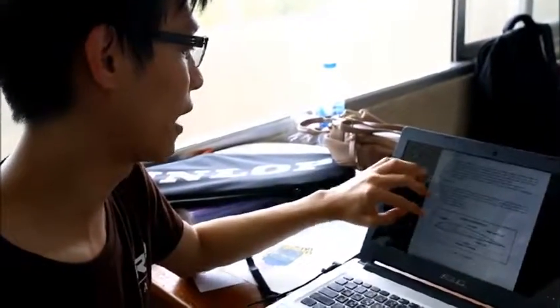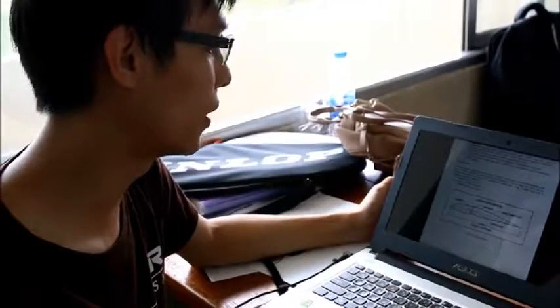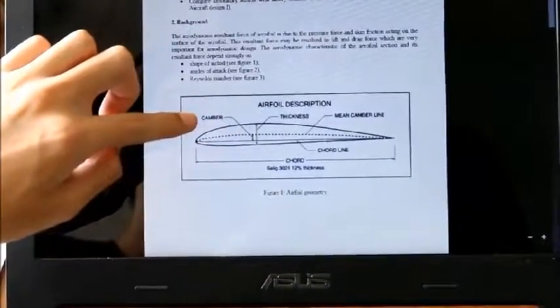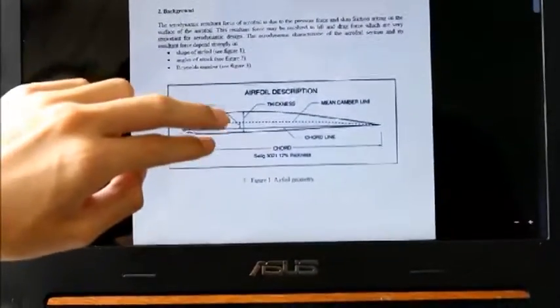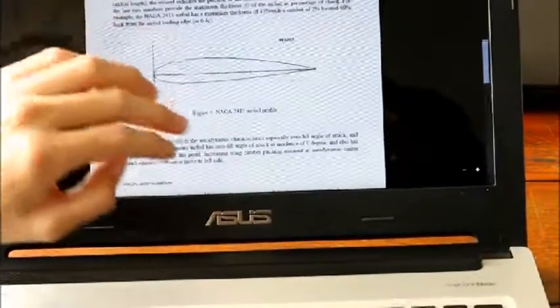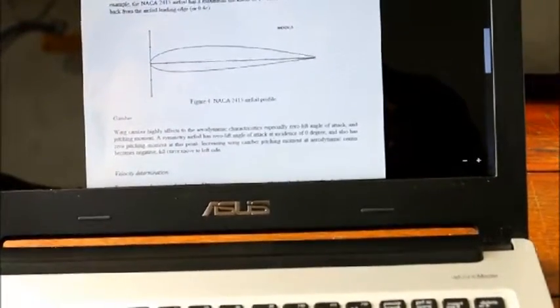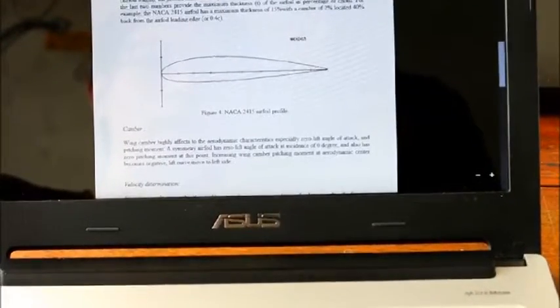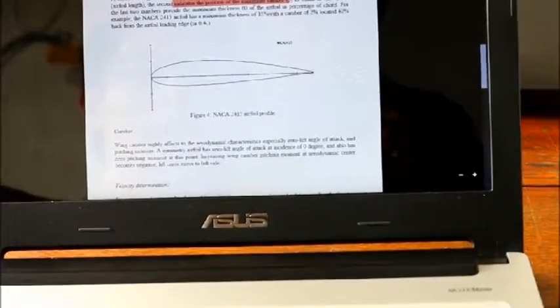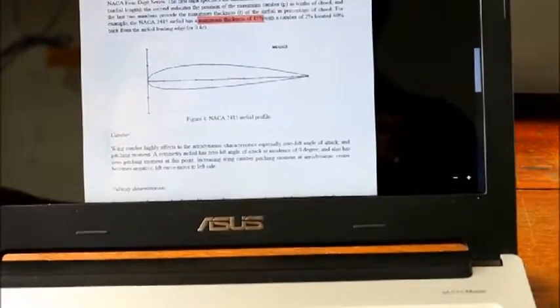Here is the airfoil. So the airfoil contains four components, which is the chord line, which is the horizontal line here, and the mean camber line, which is the dash line here. The length between the chord line and camber line here we call camber, and the thickness is provided by this length. So now we will introduce the NACA 4-digit series, in which the first digit indicates the maximum camber, the second digit indicates the position of the maximum camber, and the last two digits are the maximum thickness of the airfoil.